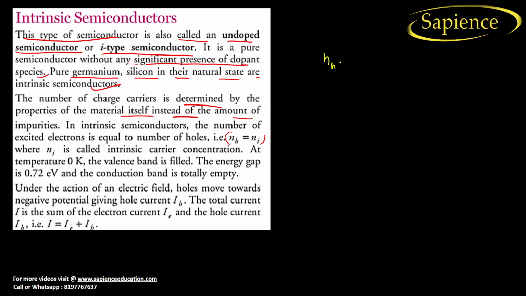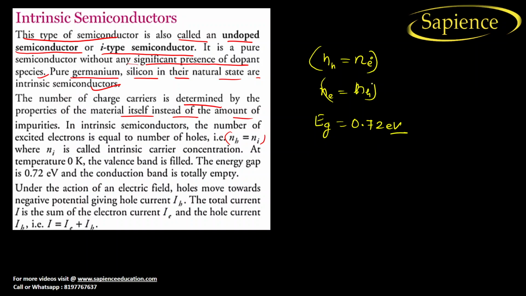The number of holes is equal to the number of electrons, right? Ne is equal to NH. At a temperature of 0, the valence band is called filled. The energy gap is 0.72 electron volt. So Eg for this case is equal to 0.72 electron volt, and the conduction band is totally empty, right?